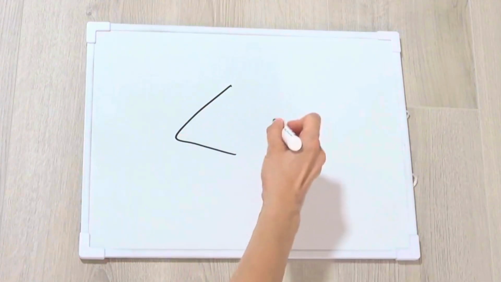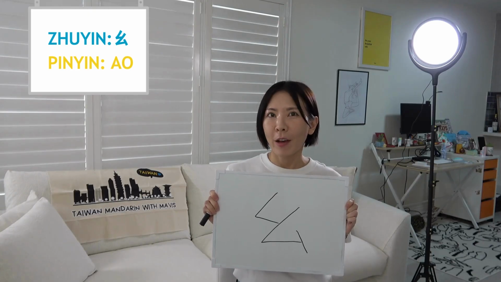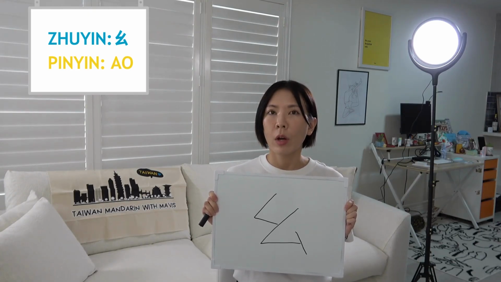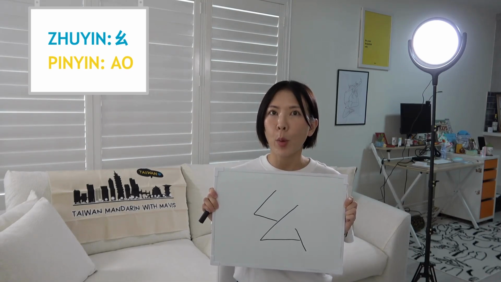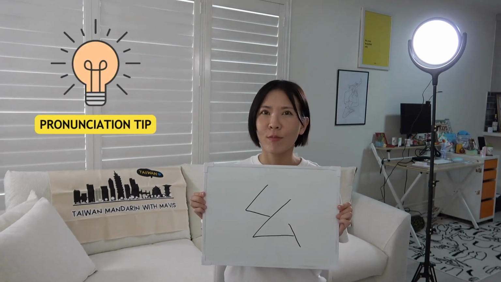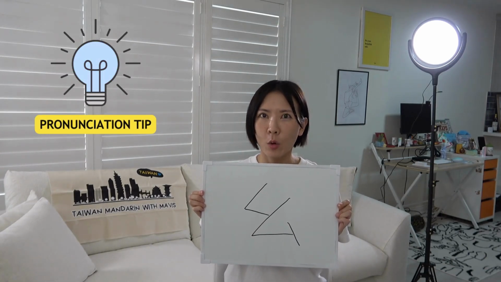Next comes ㄠ. Repeat after me. Ow. The equivalent would be how you pronounce the symbol AO in Pinyin, which is also ow. Ouch, without a CH. Ow.